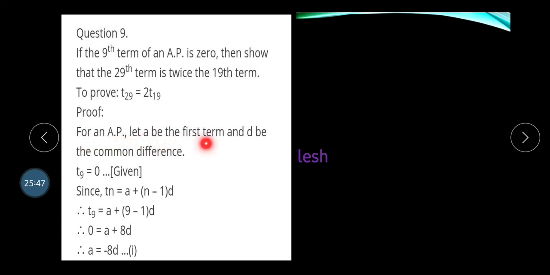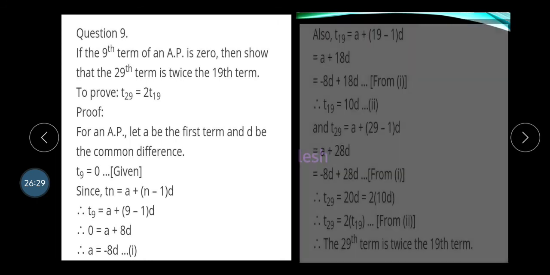For an AP, let A be the first term and D be the common difference. T9 is equal to 0, as they have given in the question itself. So we will be writing a formula: Tn equal to A plus (n minus 1) times D. Now Tn is 0, A as it is, and 9 minus 1 is 8. 8 into D gives 8D. So we get the value of A as minus 8D, because we cannot keep A with addition, so we have given the subtraction sign to 8D. So this becomes our first equation.